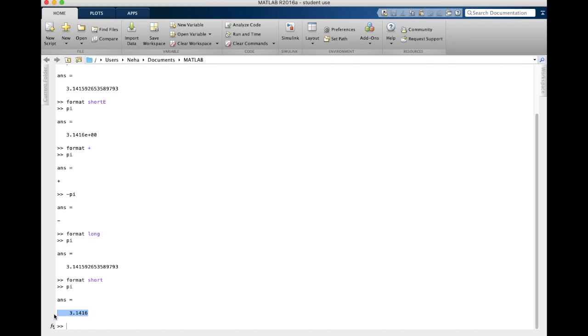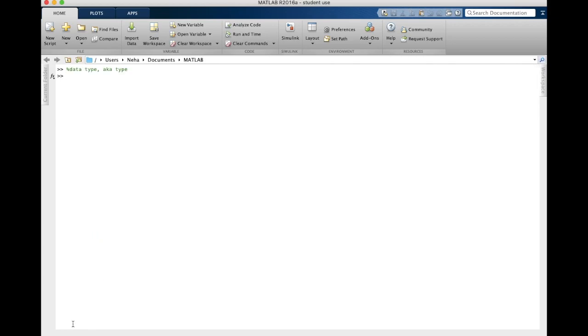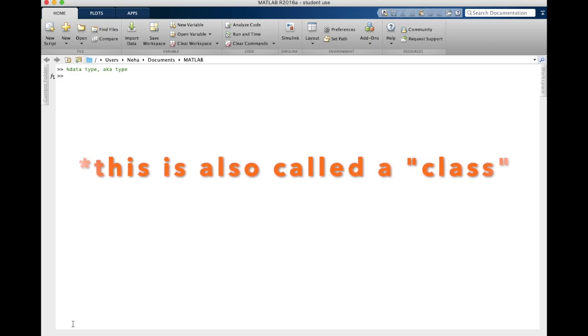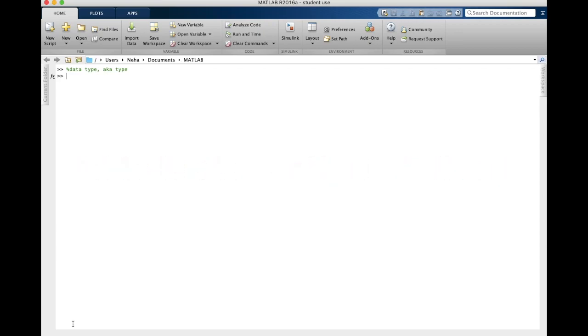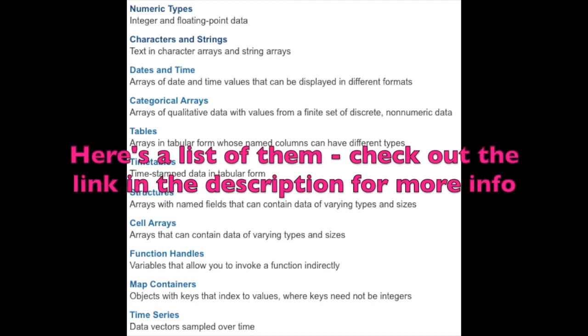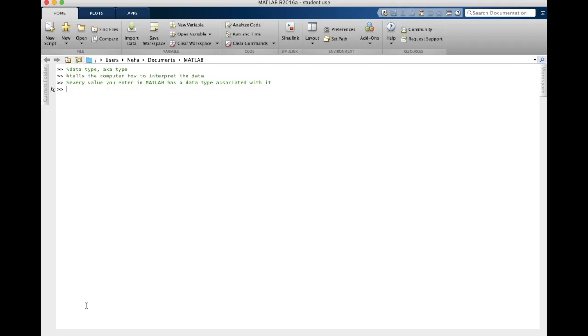Now let's talk about data types. So in computing, a data type, also just called type, is a characteristic of the data that you are entering into the program. This tells the computer how to interpret and use the data that you're entering. So every value that you enter into MATLAB has a certain data type associated with it. And we can also convert between these data types. So let's check out the first one.